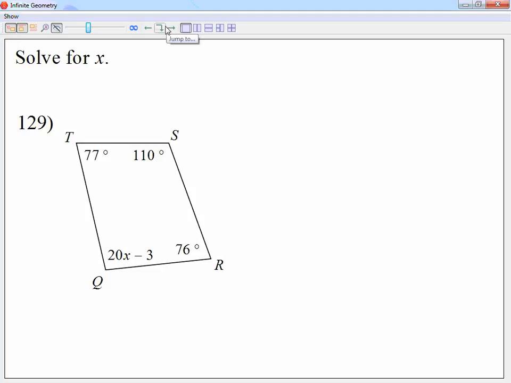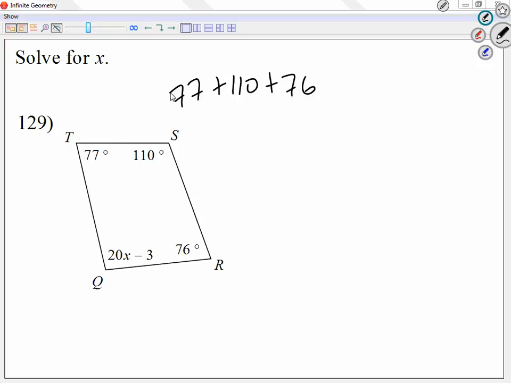Now looking at 129, solve for x, let me add all my angles. In this case, 77 plus 110 plus 76 plus 20x minus 3. Like so, I'm going to add all my angles. Now, since there's 4 angles, right, it's a figure that has 4 angles, how much should the angles add up to? 360. Good. That way we come out with a 360.